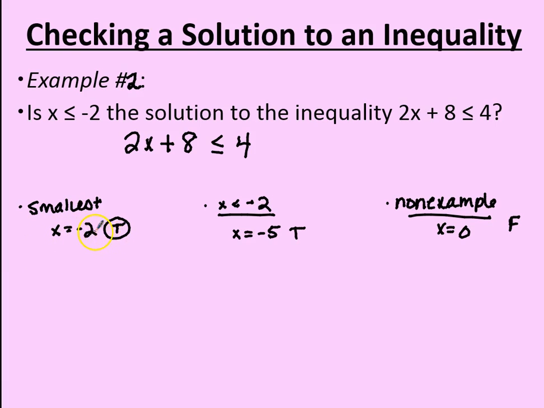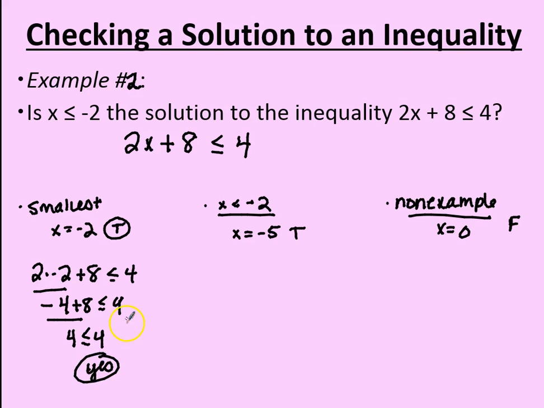So the smallest is negative 2. Let's see if that makes it true. 2 times negative 2 plus 8 is less than or equal to 4. So that's negative 4 plus 8 is less than or equal to 4. Negative 4 plus 8 is 4. 4 is less than or equal to 4. So yes, that makes it true. So far this looks like it's a solution.